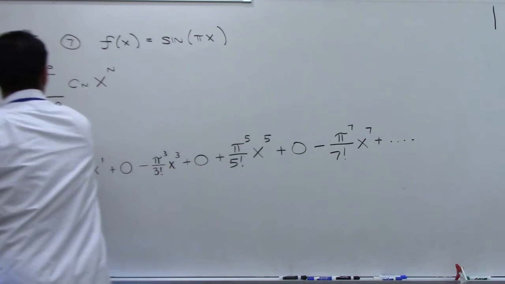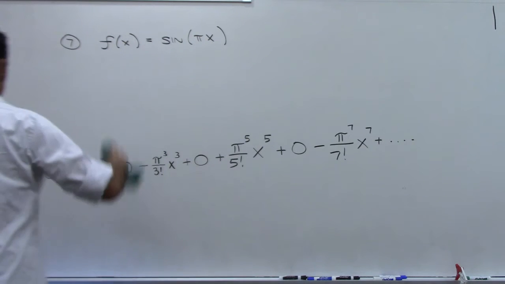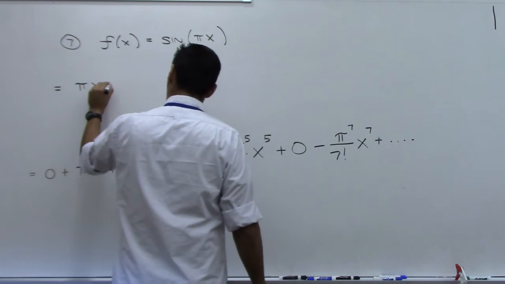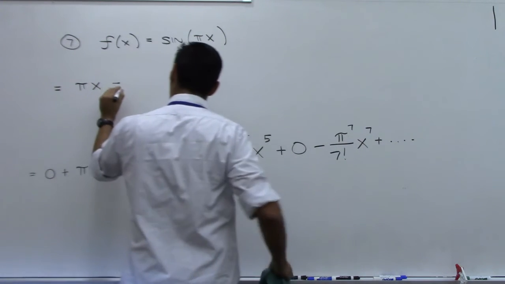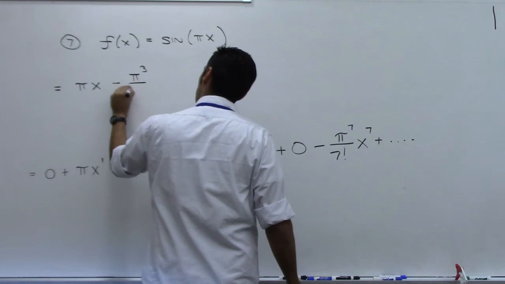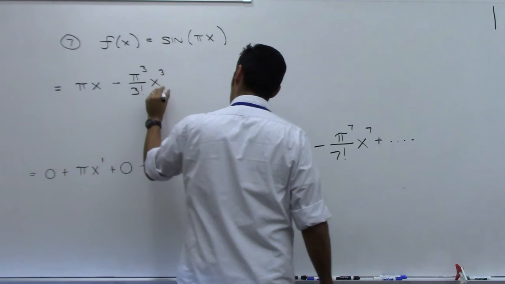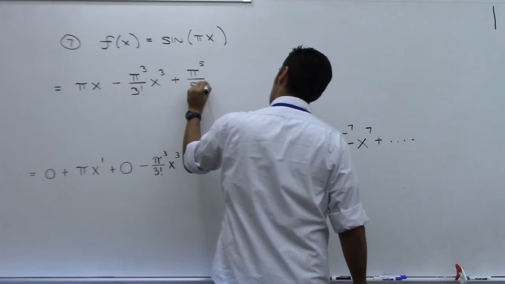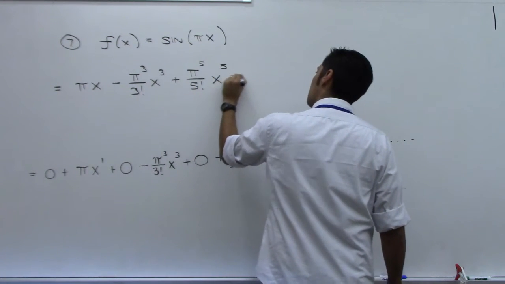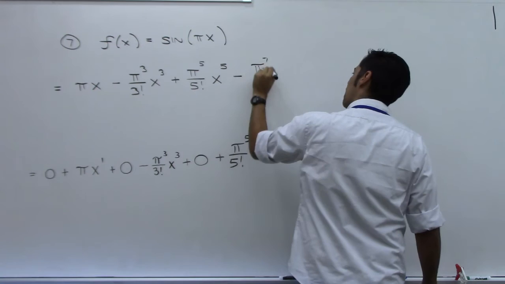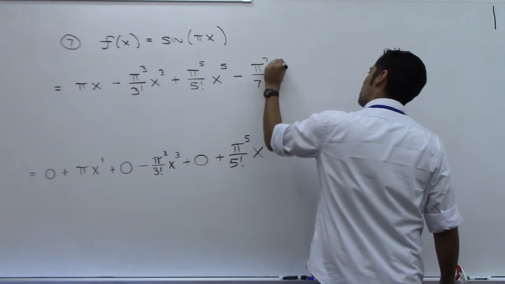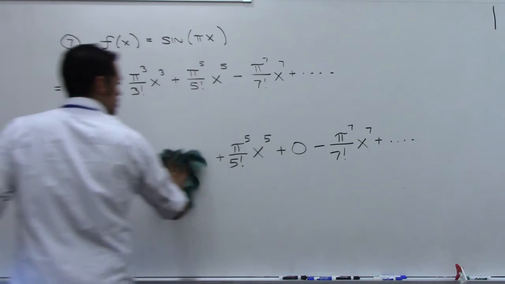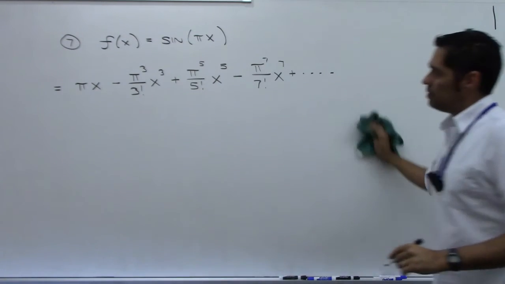So let me now rewrite this. Get rid of all those zeros. Pi x minus pi cubed over 3 factorial x cubed plus pi to the 5th over 5 factorial x to the 5th minus pi to the 7th over 7 factorial x to the 7th plus dot, dot, dot, dot.